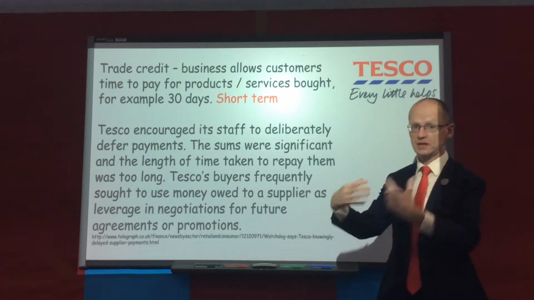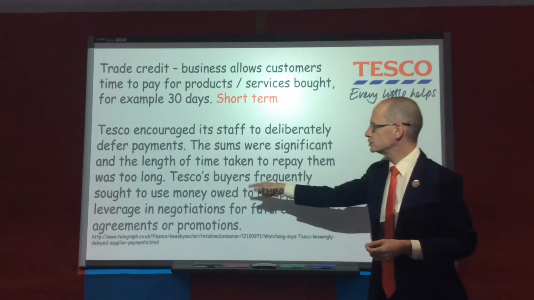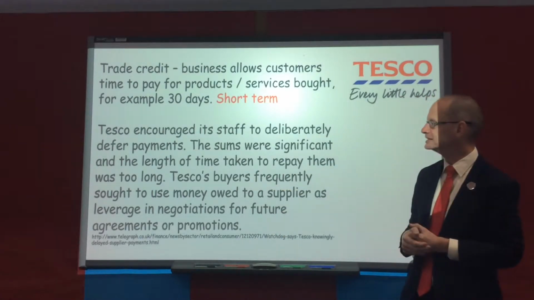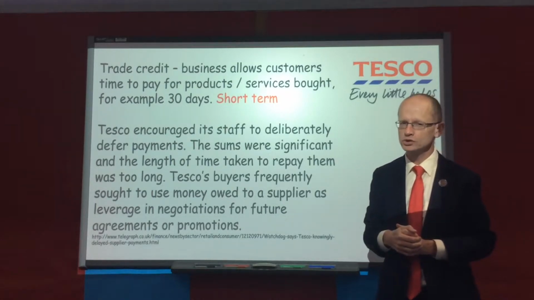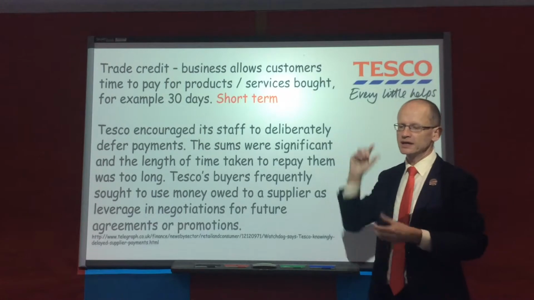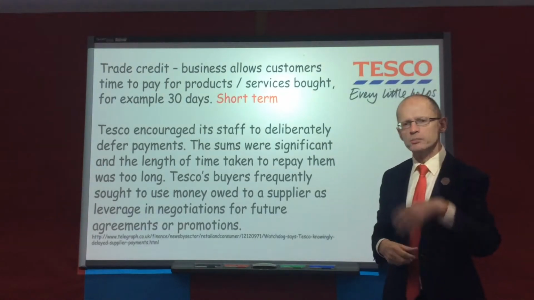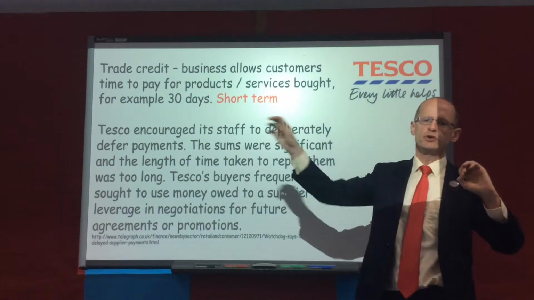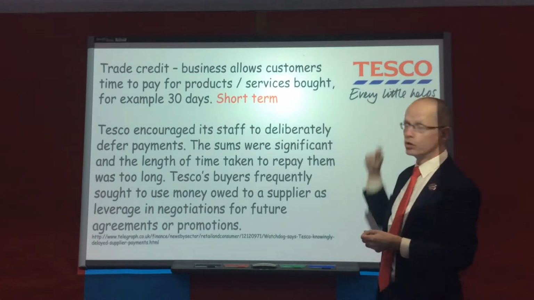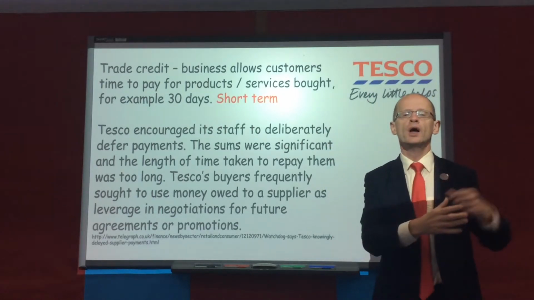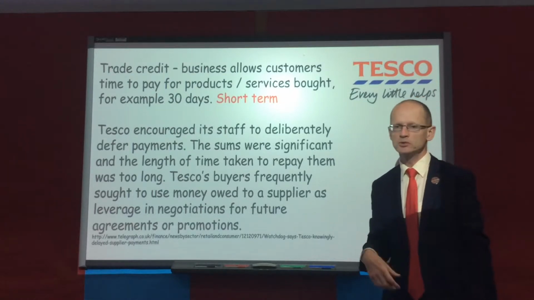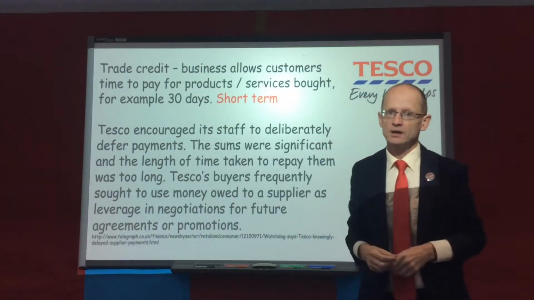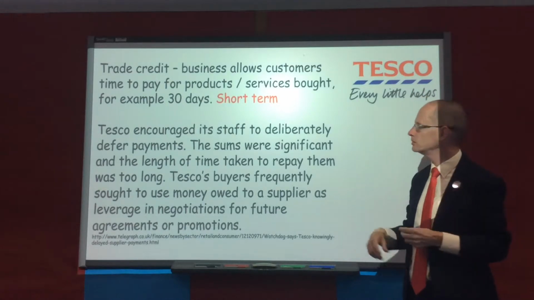Tesco's buyers, i.e. from suppliers, frequently sought to use money owed to a supplier as leverage in negotiations for future agreements or promotions. A lot of the people who supply Tesco are not very powerful. Big companies like Procter & Gamble, Unilever and Coca-Cola do have some power over supermarkets. People, when they go to the supermarket, expect to be able to buy Coca-Cola. They expect to be able to buy Pantene hair shampoo, which I do use, you know.